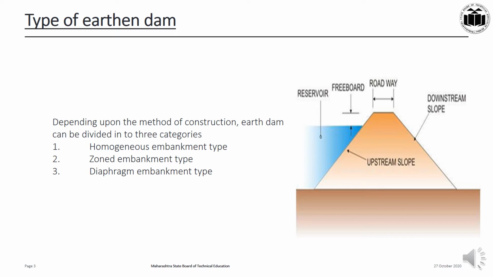Okay? And with the increased knowledge of the behavior of soil and the development of earth-moving machinery, earthen dams can be constructed economically even up to a height of 250 to 300 meters. Means earthen dams can be built up to 250 to 300 meters in height.